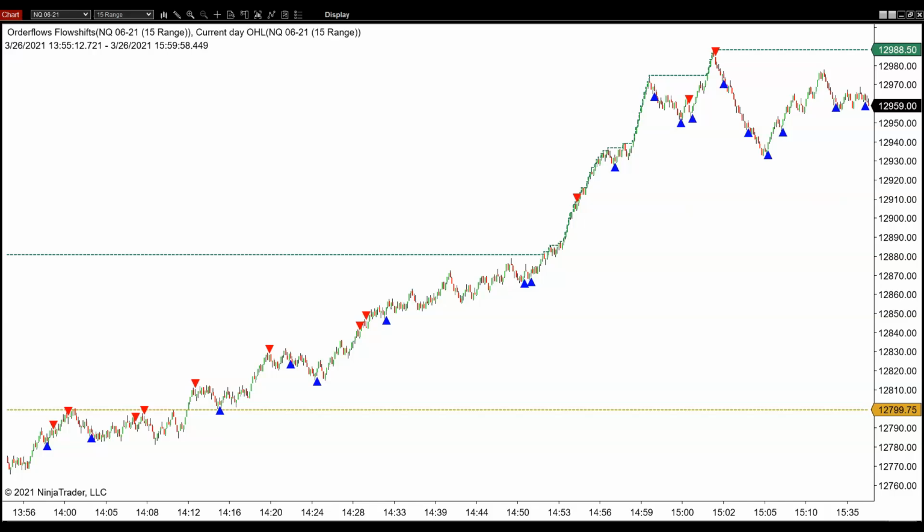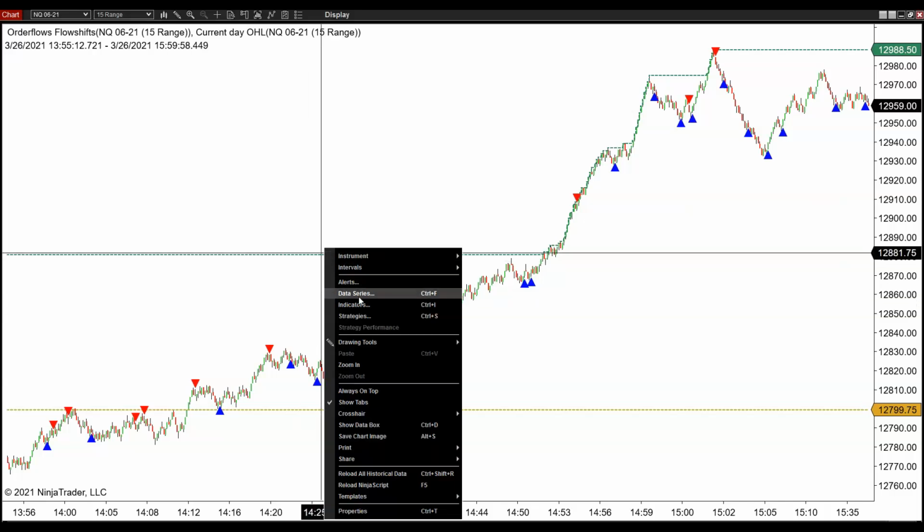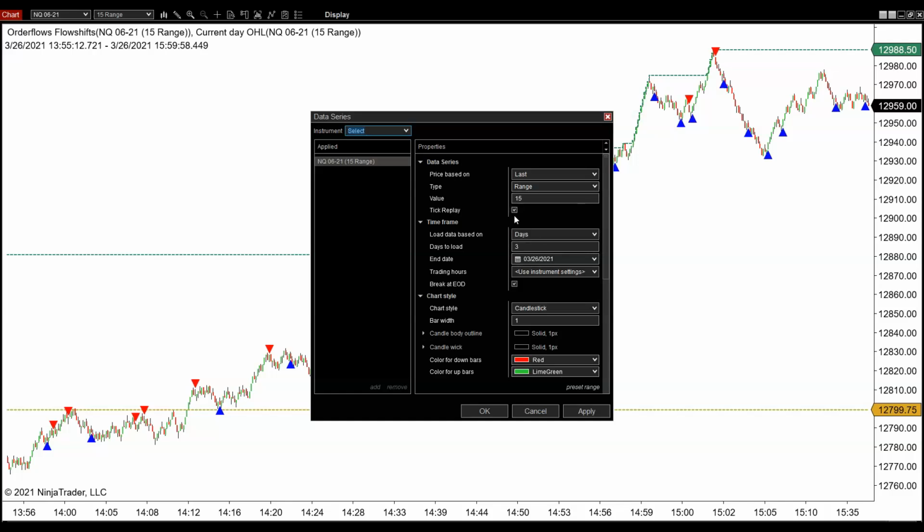Do I need tick replay if I only want to see live signals? Well, I always run tick replay. I always enable tick replay, right? Tick replay is this function right here. Make sure you have that enabled. That way it'll show up on your historical charts. If you don't have it, it should show up.